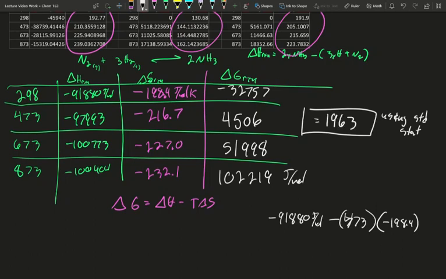It would still be positive, but that is reasonably far off. It's less than half the actual value. If we tried using our standard states even further away, if we tried to just use our standard state values but plug in 873 for the temperature, we'd calculate out 81,323, off by 21,000 joules per mole.